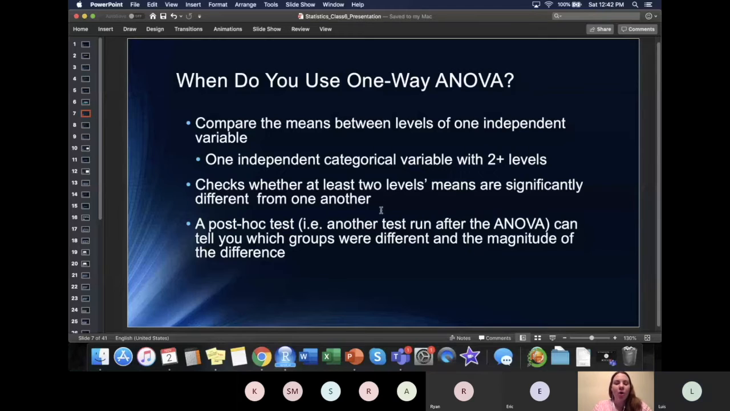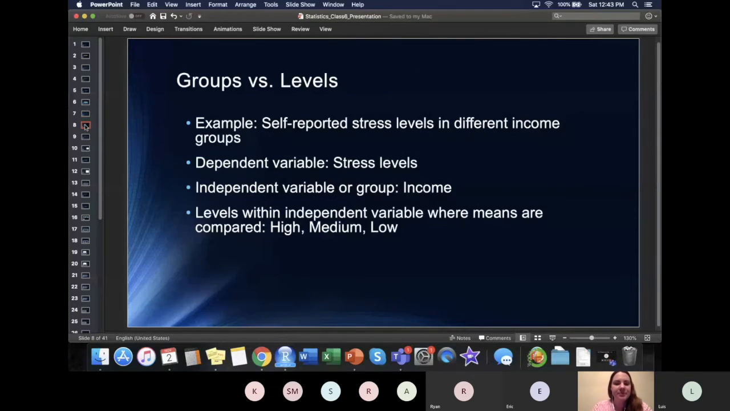So you don't know by running an ANOVA which levels are different from one another. You actually have to run something called a post hoc test in order to see the relationship between those levels. And then that'll tell you which levels are actually different from one another. I'll come back to this in just a minute after I show you some examples, and then I'll try to explain it again based on those examples.